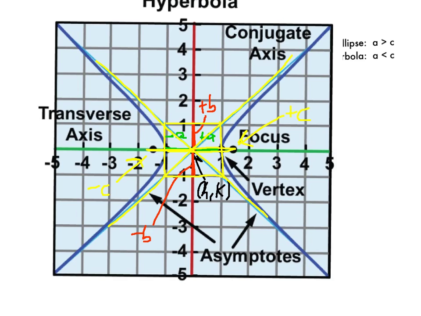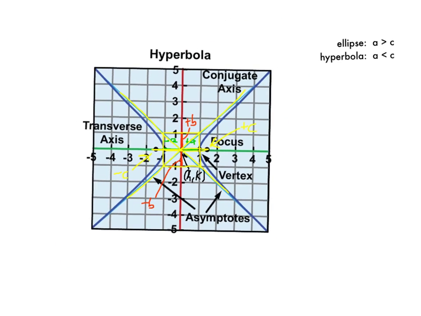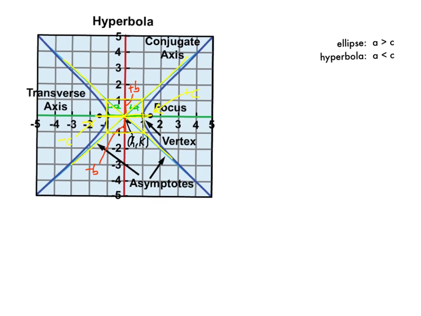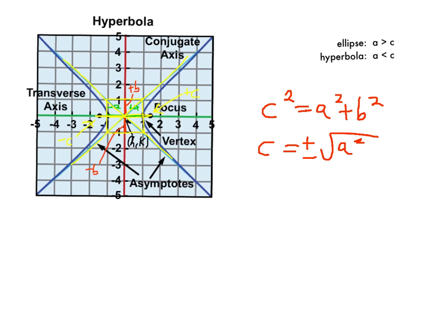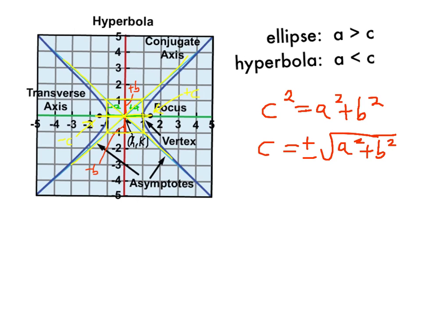Well, since c is longer than a, when we're finding c, we're going to treat c as the hypotenuse. Okay? c squared equals a squared plus b squared. Okay? Which means that your c value is plus or minus the square root of a squared plus b squared, which is a little different than the ellipse, and the main reason, again, is right here. With the ellipse, a is bigger than c, but the hyperbola, c is bigger than a.